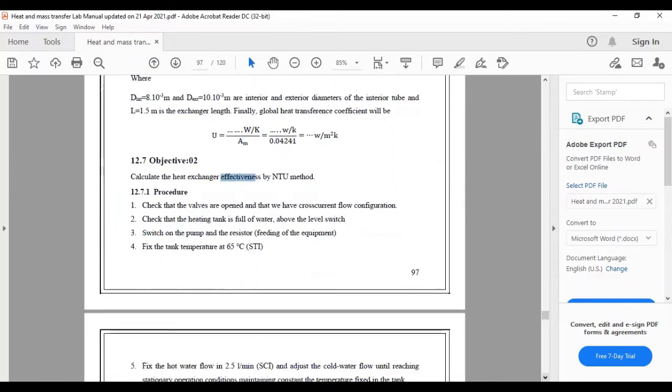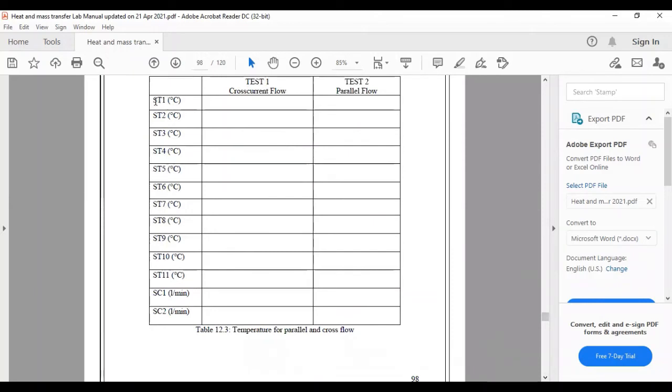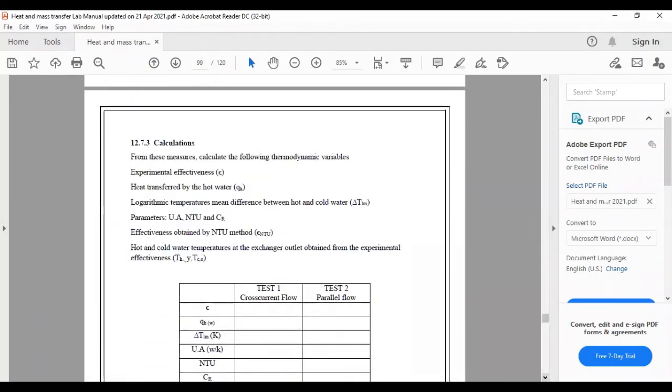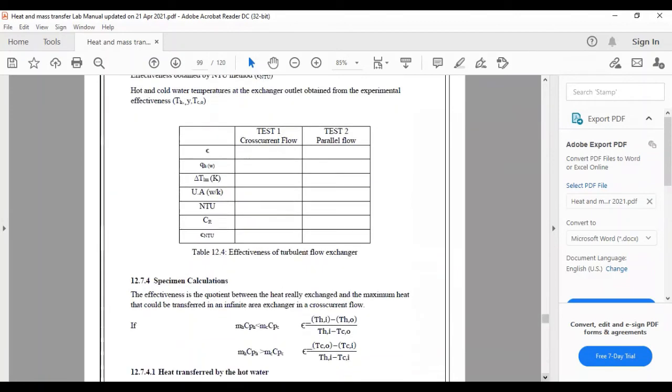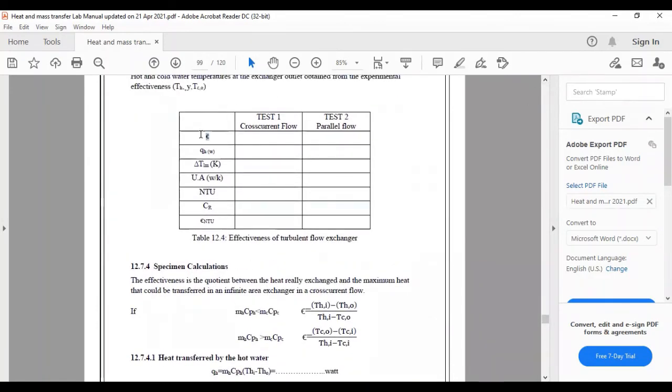So now we have got the values from the observation table. These were the same values ST1 to ST11 for test 1 and 2, but now we have a different set of values. One set we have got from the parallel flow heat transfer, and the second one is from anti-parallel flow. So we will compute both of these values and we will get the required results. So this is the table we have to calculate from the observation table, and this epsilon basically represents the effectiveness.